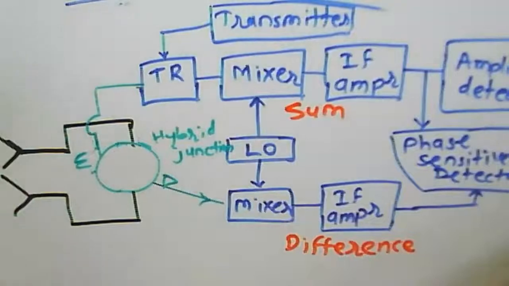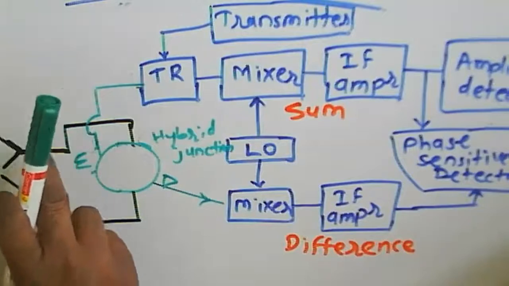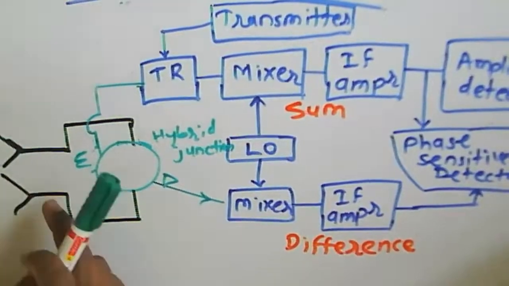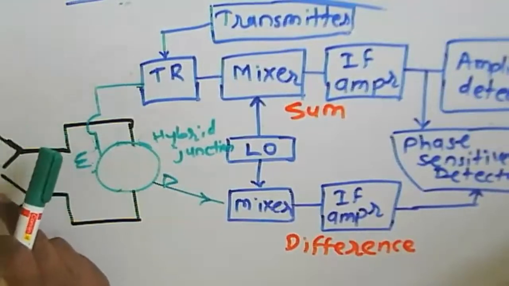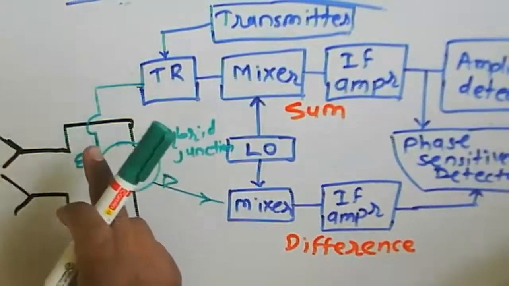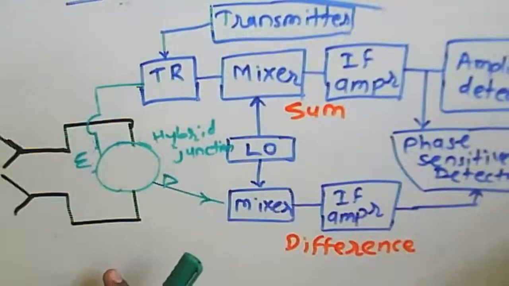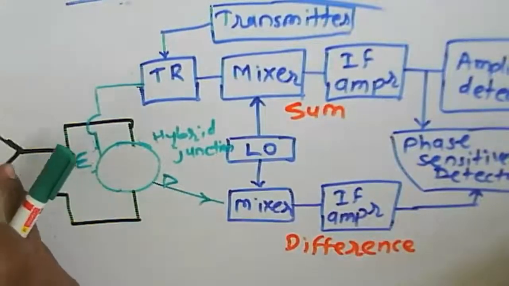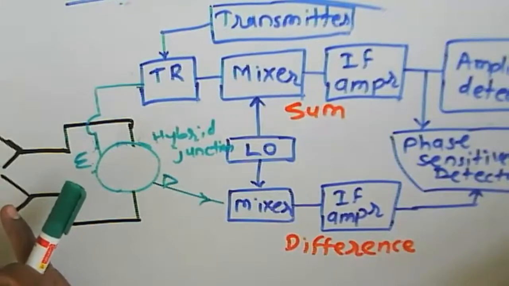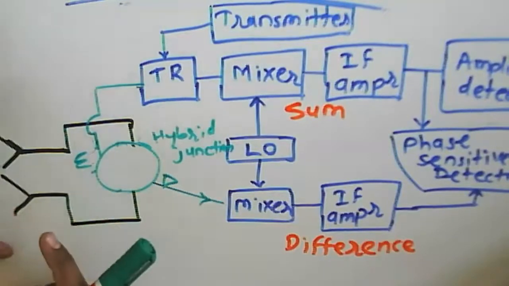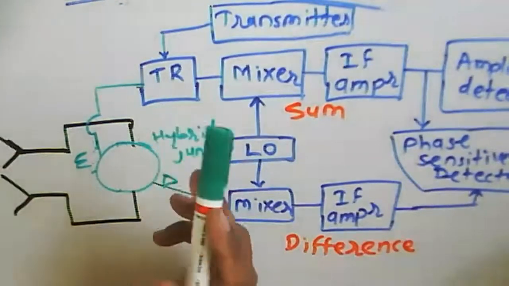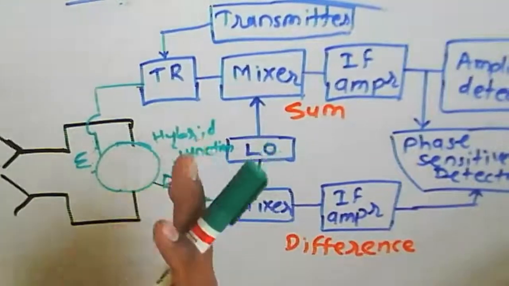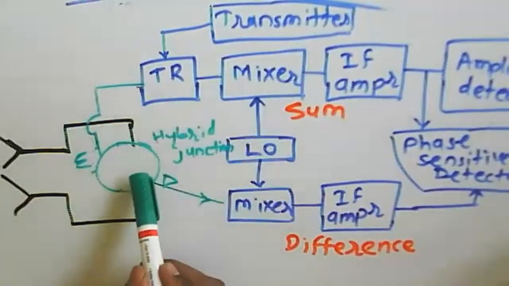Okay, so we can consider the two signals here, so that we will get the two squinted beams. These are about the two antennas here. Okay, so we send two signals to be transmitted through this hybrid junction. Hybrid junction means what? It is just like a T, and that T we will call this hybrid junction.